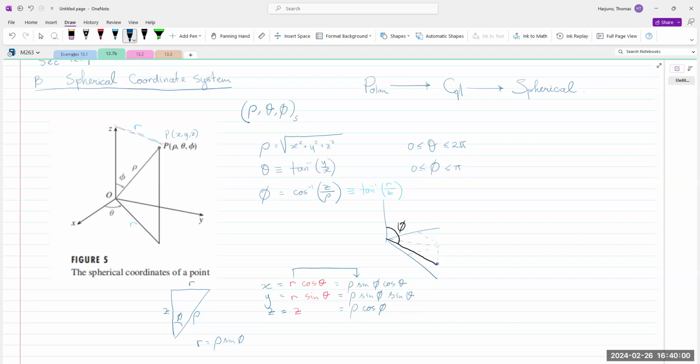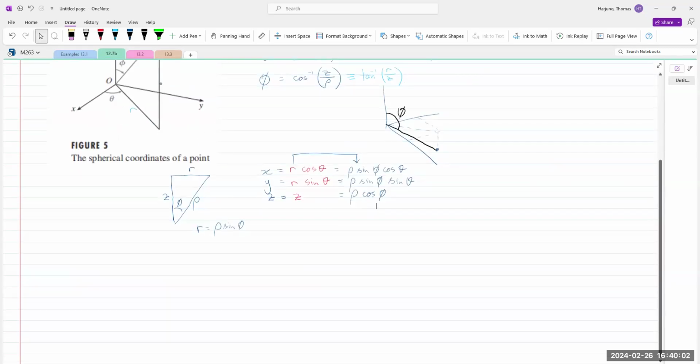Now suppose we have cylindrical instead. So suppose we start from the cylindrical coordinate system. So we have r, theta, z. How do we go to rho, theta, phi in the spherical coordinate system? Notice from this picture again that rho is the hypotenuse of z and r, right? So rho equals the square root of r squared plus z squared.